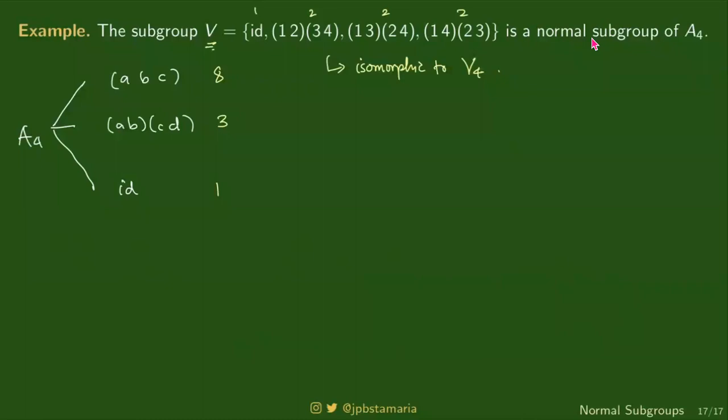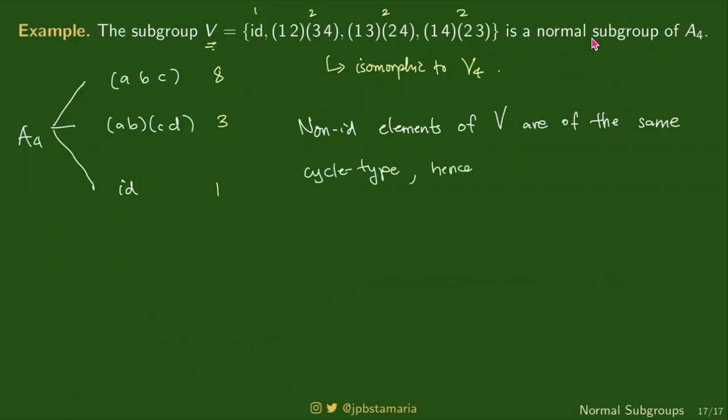So why is this a normal subgroup of A sub 4? Madali. Alam niyo bakit madali? Kasi nga, elements in V, sorry, let me emphasize, non-ID elements of V are of the same, what do you call this? Cycle type. Hence, they are conjugates to one another.